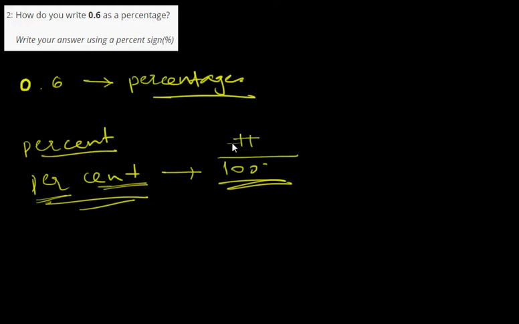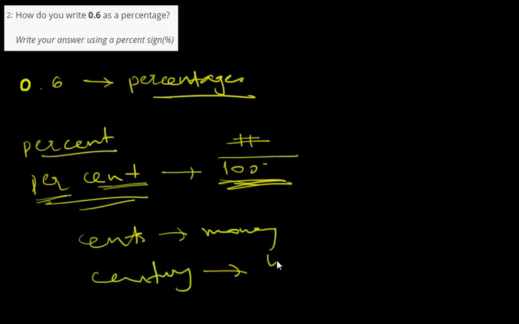So it's a fraction. So any number over 100. That's exactly why we use cents when we're talking about money, or century when we're talking about 100 years.